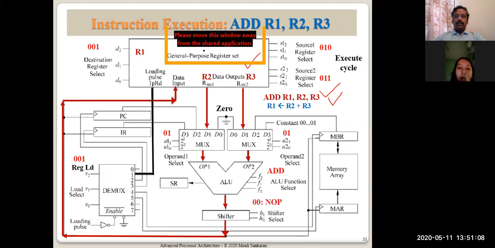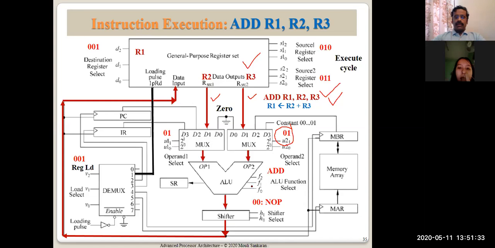Now, as I showed in this picture, R2 is coming from here, R3 is coming here, then we choose the particular control signal here. Then we choose D1 and D1, and then the add operation. Finally, it has to go into R1. So we need to choose R1 here, and we need to choose this particular control signal, that is 1, based on this value.